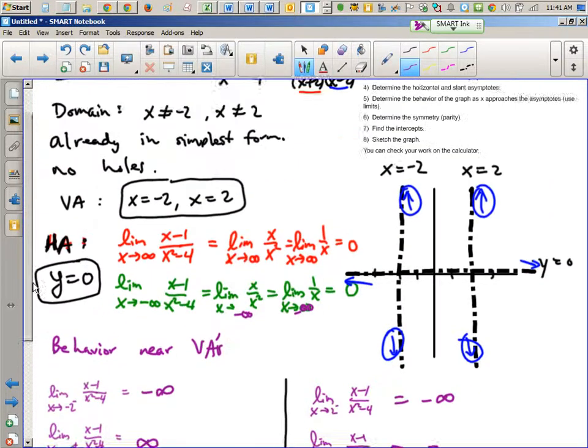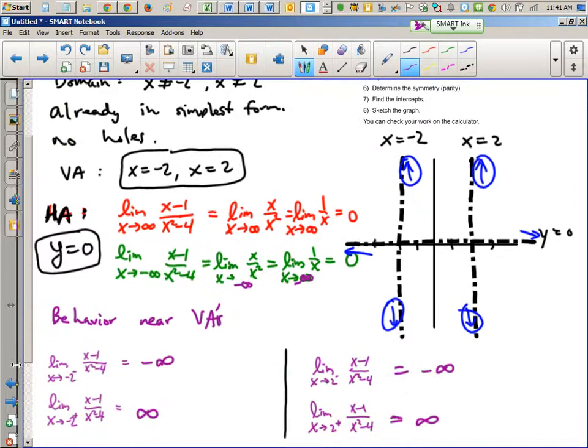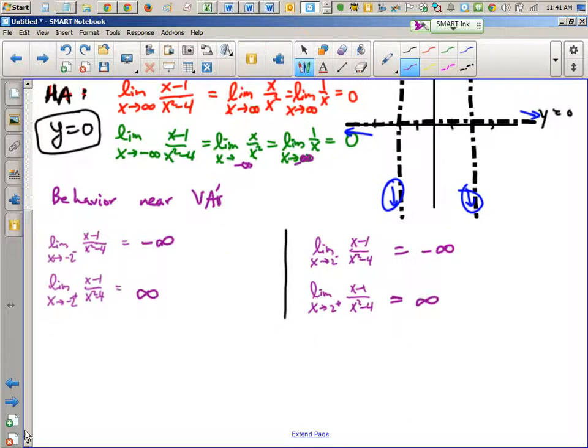Okay, next step is to determine the symmetry. Now, we haven't done this in a very long time. We have not done this at all since chapter 2, so it's time to review that. I think you're going to find symmetry is very easy to learn this late in the year. After all the transformations we've learned, it's very, very simple, really.